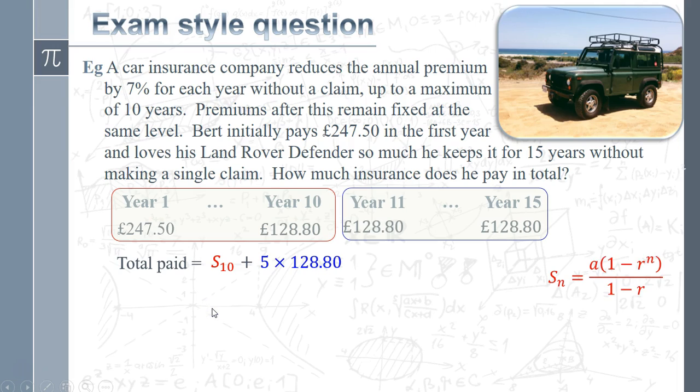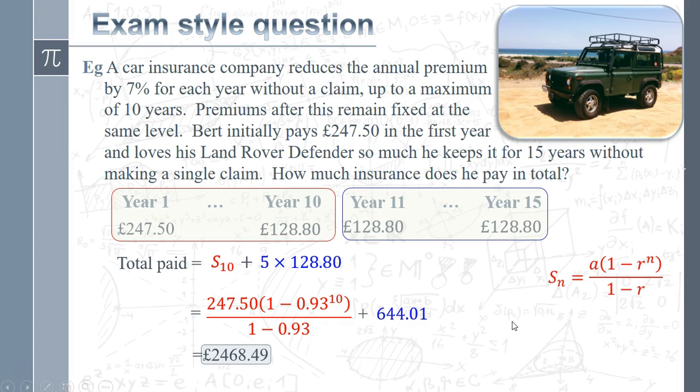Let's just stick it into our formula. There we go. So we've got that 0.93 as our common ratio, £247.50. And then I've got 5 lots of the 128, so that's that £644 there. Bang all that into a calculator, so the total Bert is paying for his insurance over the 15 years is £248.68 and 49 pence. And there we go.